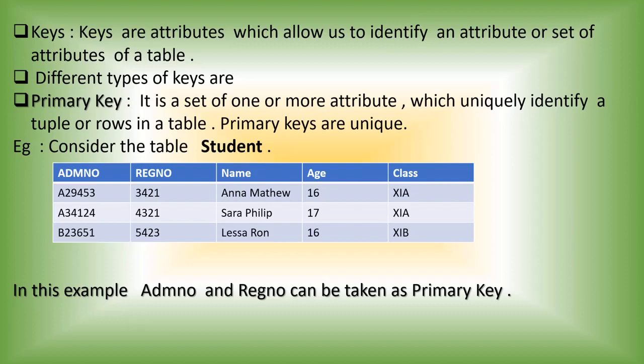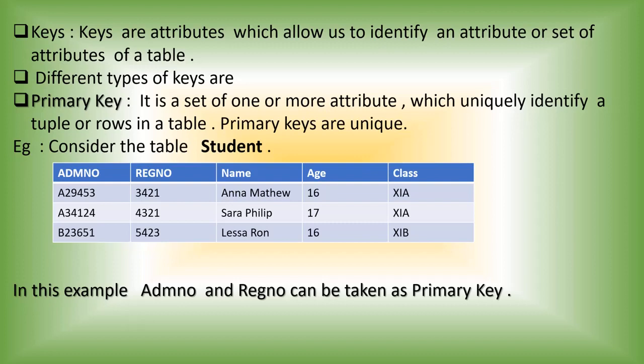Or I can say register number will be considered as a primary key. Every child will get a separate register number. Using that register number we can identify each student's information which is stored in that table. So, in this example, I can say admission number or register number can be taken as the primary key of the table student.